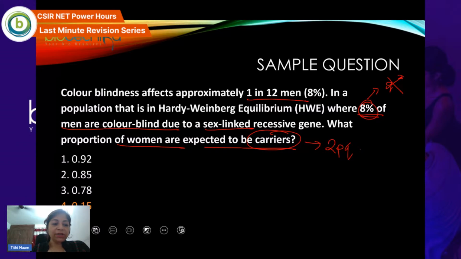Is the concept clear, everyone? Whether it is color blindness, or hemophilia, or other X-linked traits like Duchenne muscular dystrophy, we are talking about sex-linked recessive traits. Even if it is not given in the question whether it is X-linked or not, you should have this information.